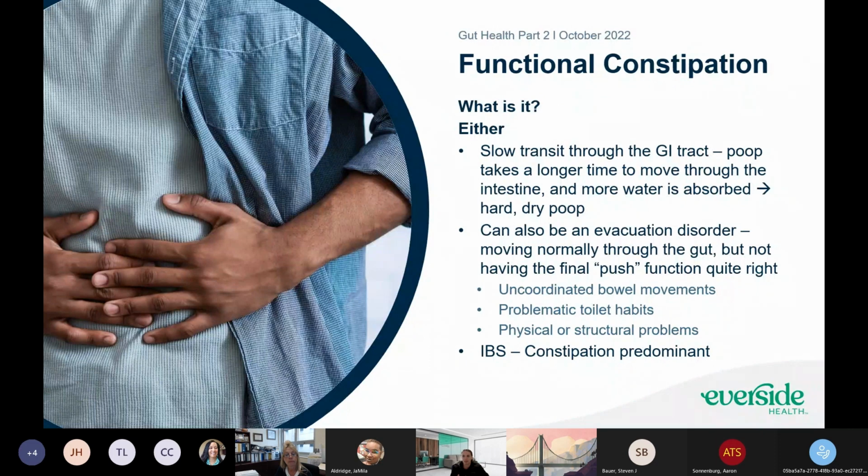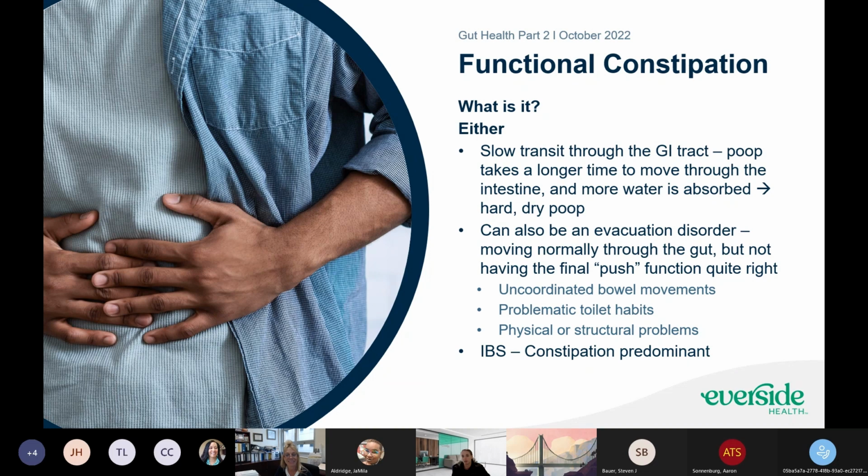And then functional constipation. So going on. Functional constipation could be a functional problem or it could be structural. It can be one of these three things. You have slow transit through the GI tract. So it's just your poop's not moving very quickly. It's taking a long time to move through. As it takes longer to move through, more water is getting reabsorbed in your colon, leading to hard, dry poop.